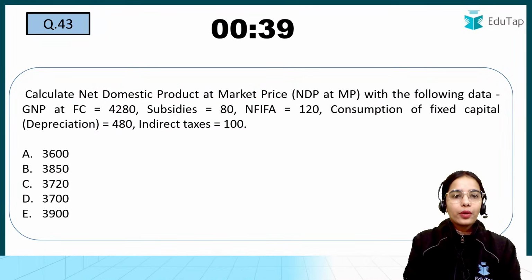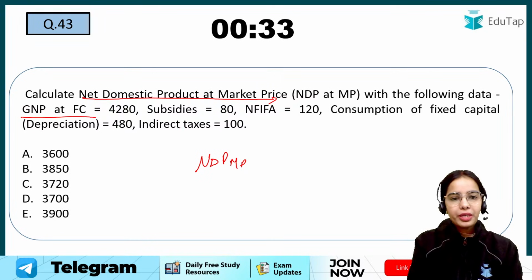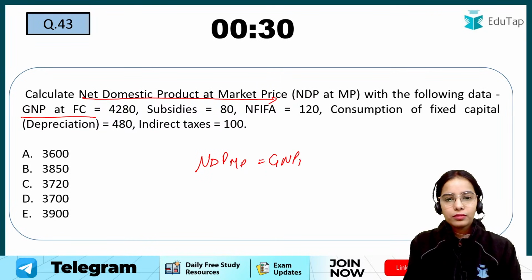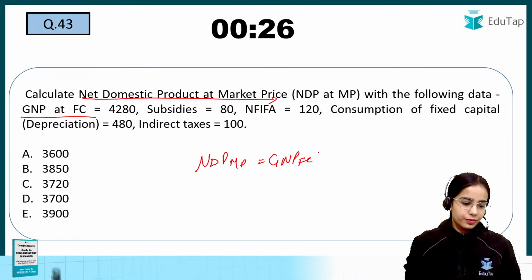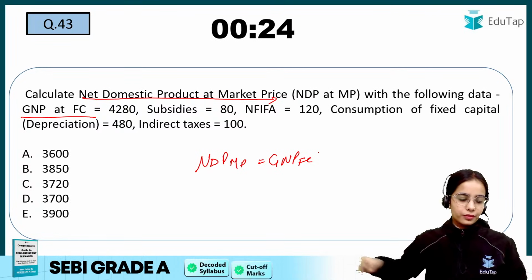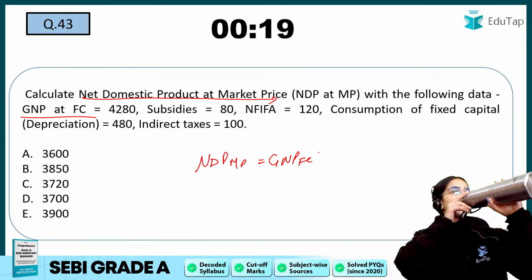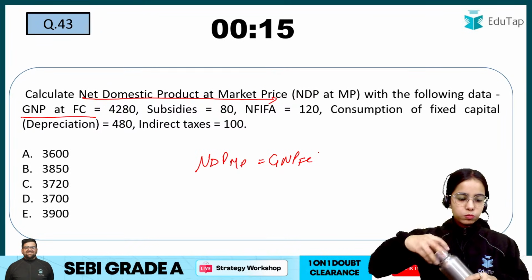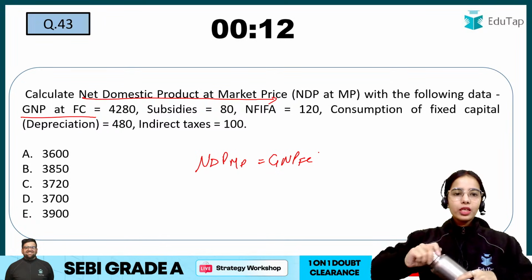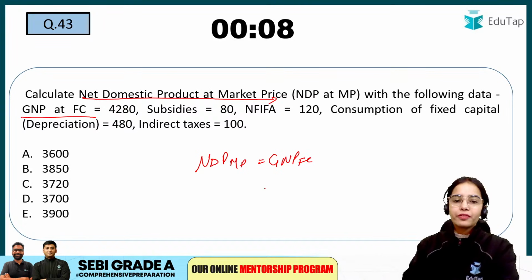Now calculate the NDP at MP with the following data. So GNP at FC is given. Try to answer this. So calculate NDP at MP from GNP at FC.